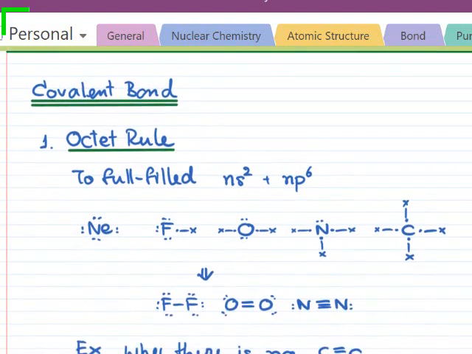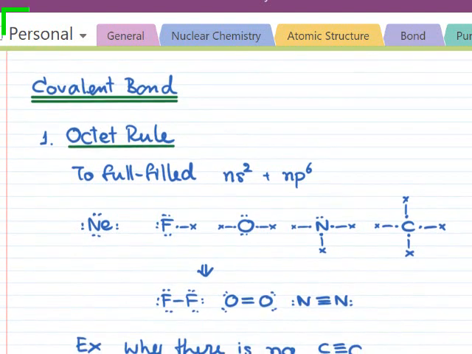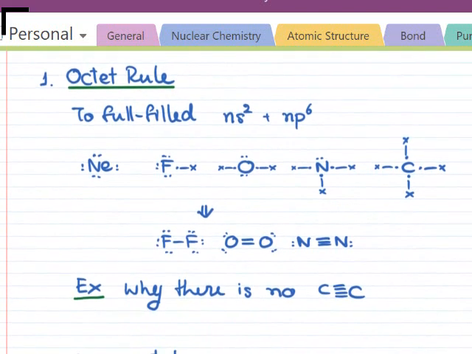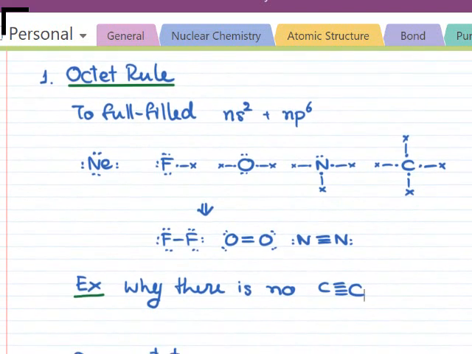Now, over octet. If we look at the system SF2, they are all octets, right? Sulfur is in the same group as oxygen, group 16. Fluorine is in group 17. So they link together like this. And if you have extra fluorine molecules, this fluorine molecule is octet as well.